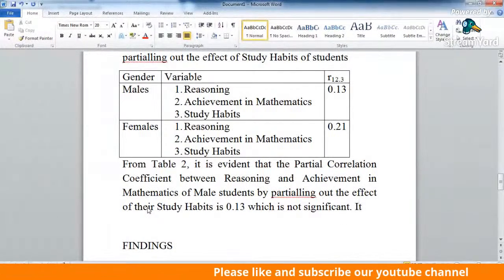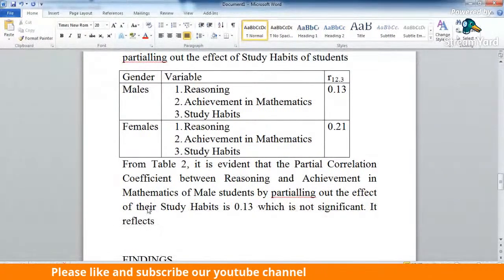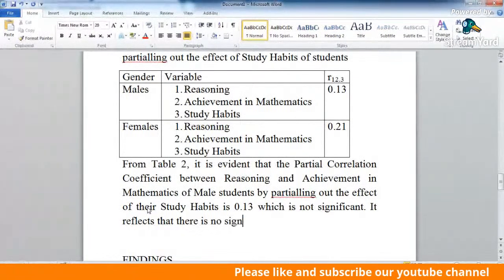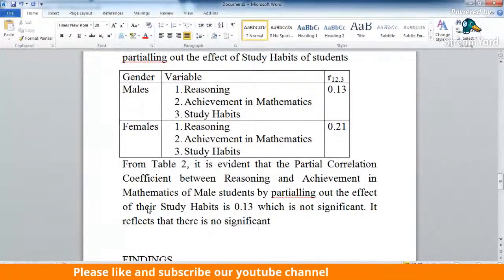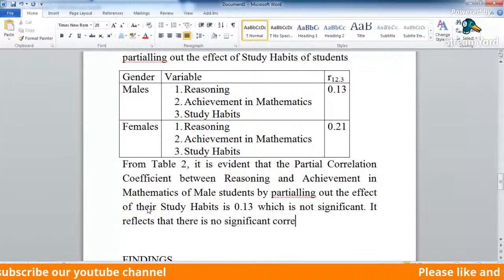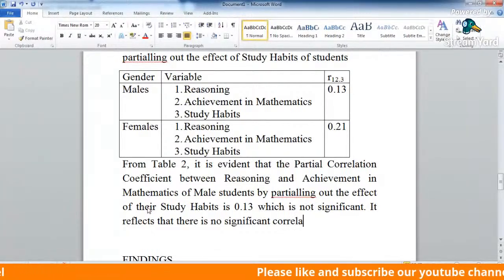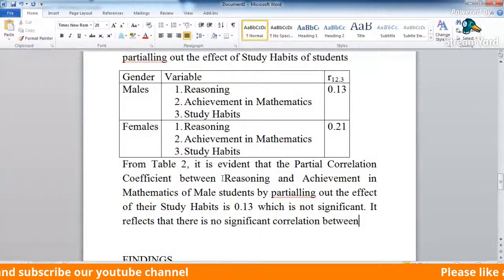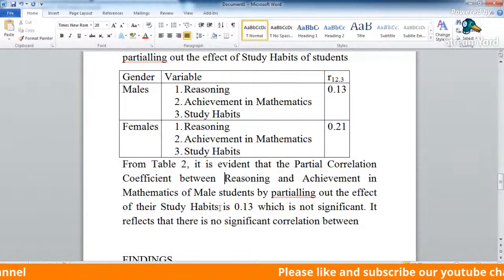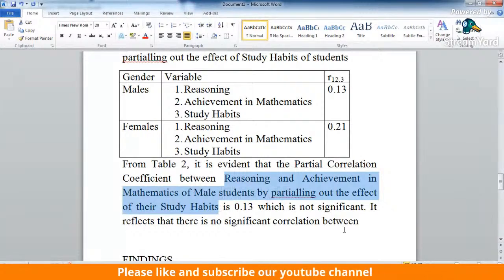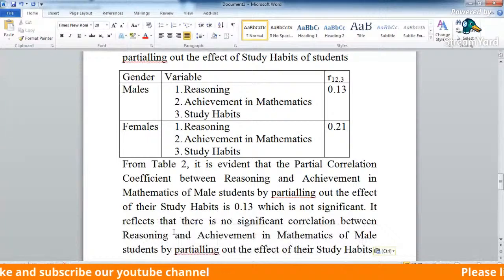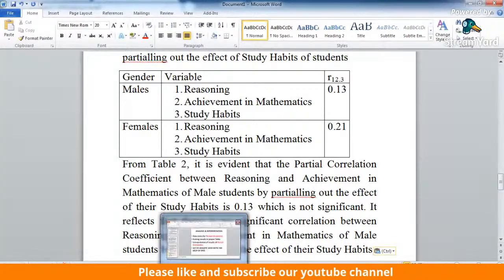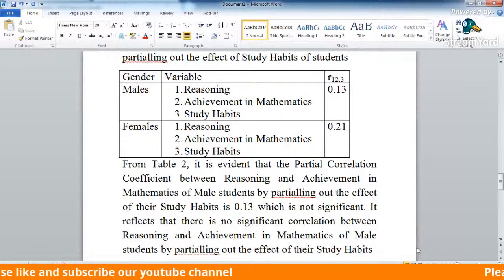It reflects that there is no significant correlation between, so let me copy paste and see what happens. It reflects that there is no significant correlation between reasoning and achievement in mathematics of male students by parceling out the effect of their study habit.